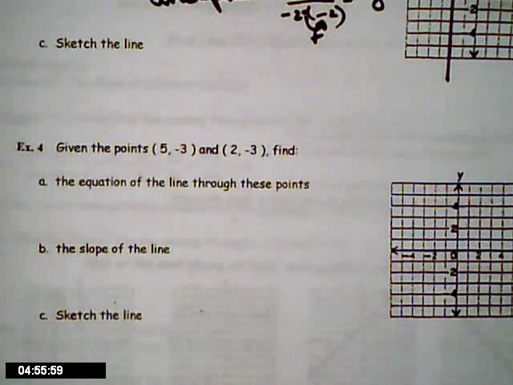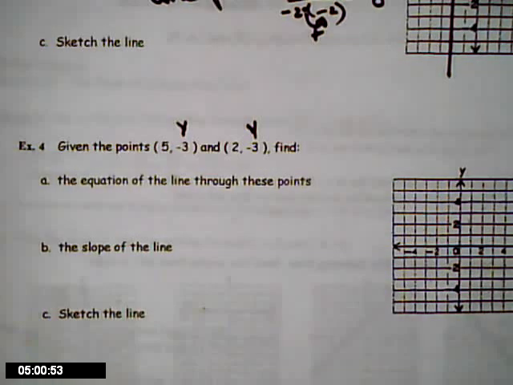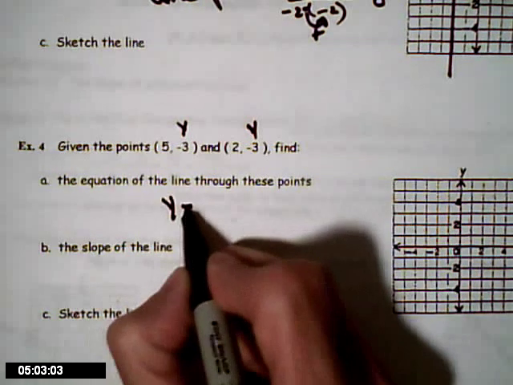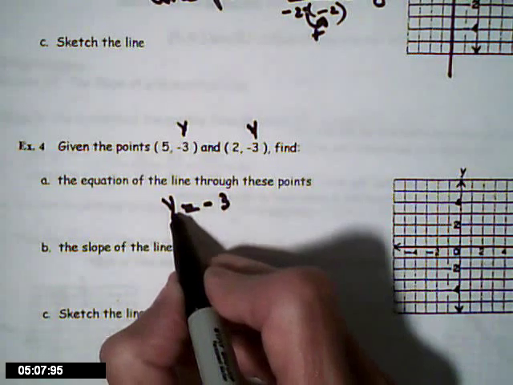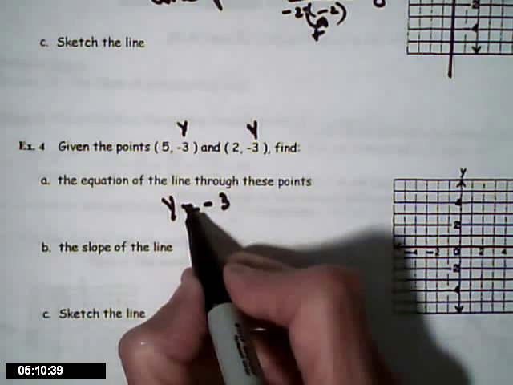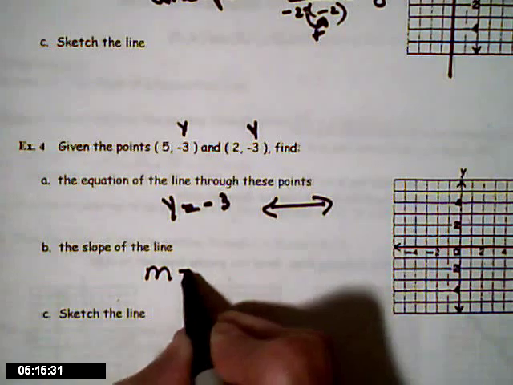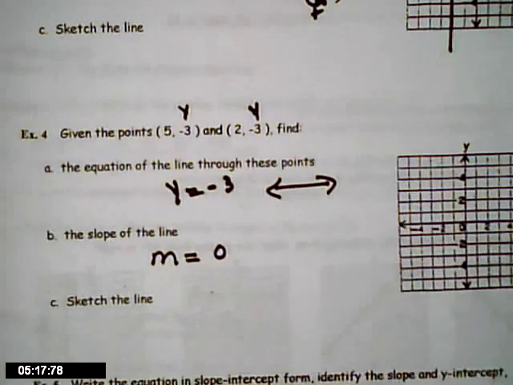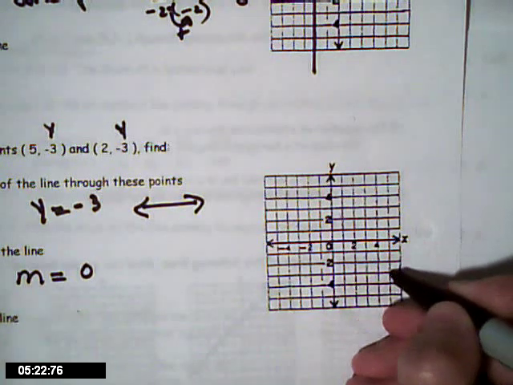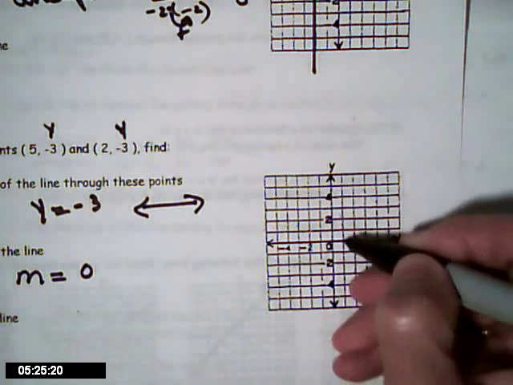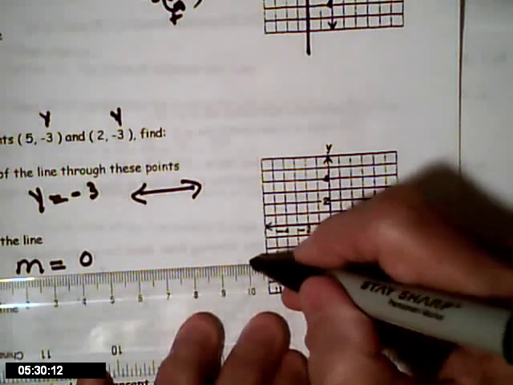Alright, the next one, if you'll notice the 2 points, both of them have a y that is the same number. Therefore, the equation for this line is y equals -3. Now, for that line, a y equals, you would think that would be a vertical, but it's the opposite. It's going to be a horizontal line, and the horizontal line always has a 0 slope. If you sketch these, you've got 5, -3, and 2, -3, and there is my horizontal line.